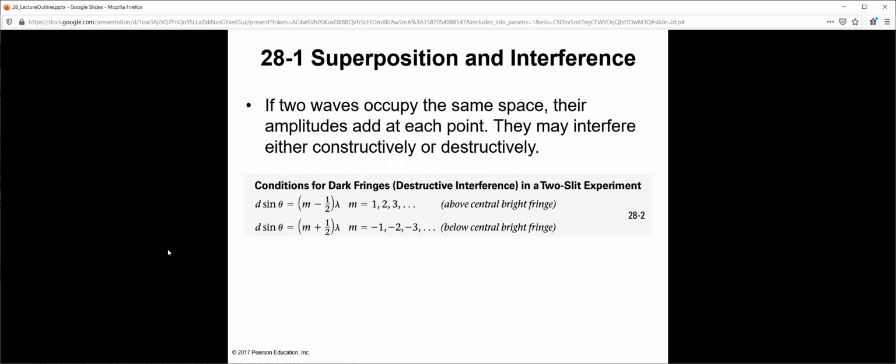So, superposition and interference. If two waves occupy the same space, their amplitudes add at each point. We talked about this way at the beginning of the class. This is something very well understood. They may interfere either constructively or destructively. Here are two equations to describe either the destructive or the constructive interference.